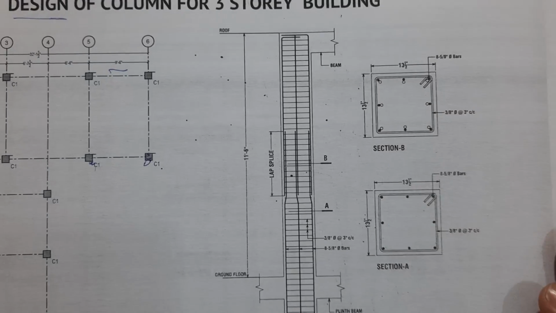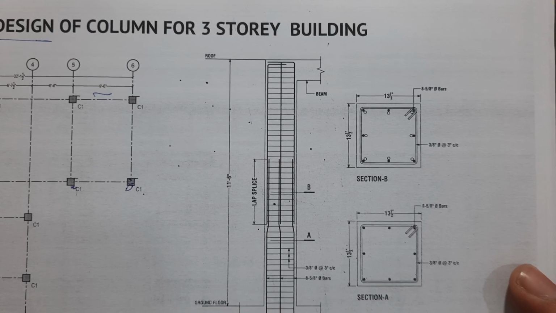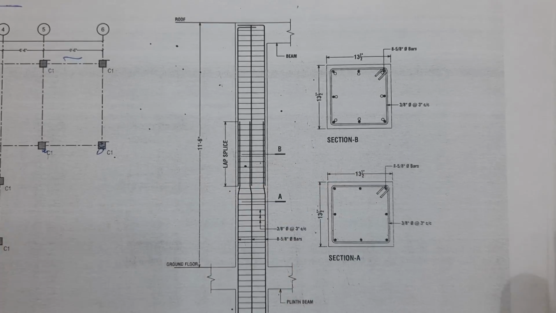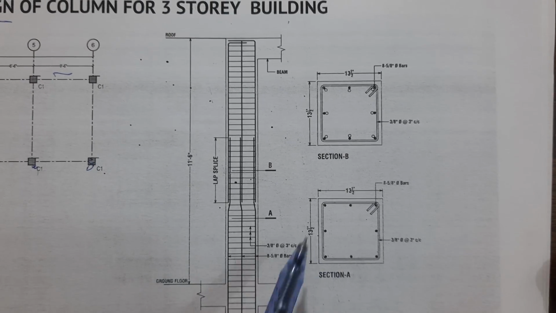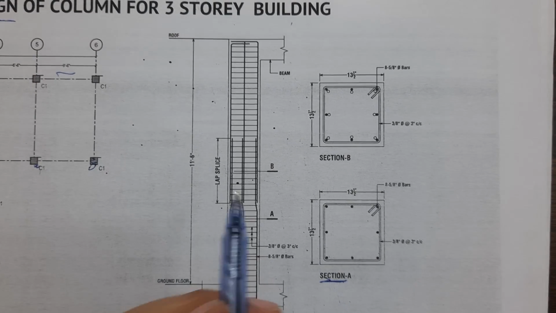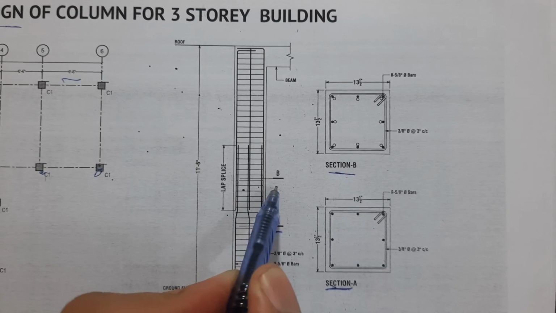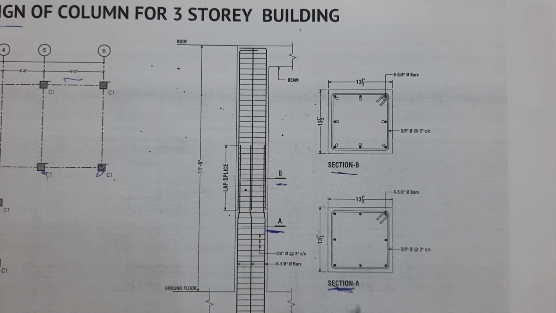Therefore, you can see this is its column section detail. This is a long section, and this is the top view. Here you can see section A, and this is the other plan for section B. So let me guide you through section 1.